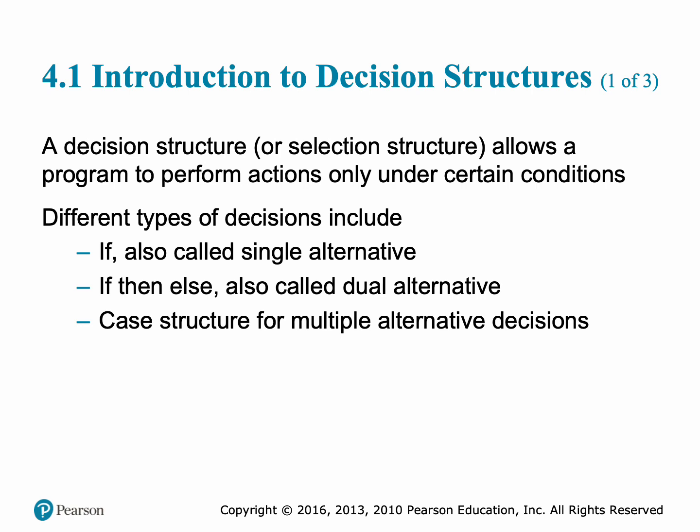Now there are three different types of decision structures. The first one, we call it if. Also, we call it the single alternative decision structure. So if something happens, do something. The next one is the dual alternative decision structure, also called if then else. If something happens, do this. However, if something doesn't happen, do something else. And the last one is the multiple alternative decision structure, and that one just allows us to produce multiple different conditions for different pieces of code.